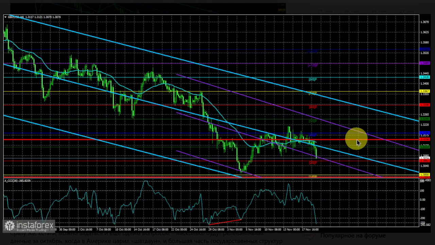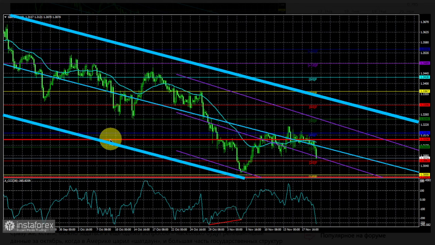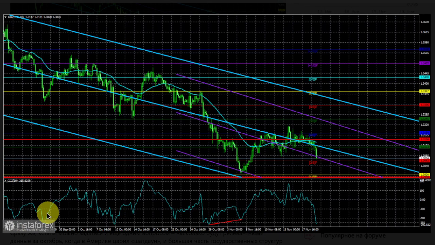The upper channel of the linear regression is downward sloping, but only due to a technical correction on higher timeframes. The CCI technical indicator entered the oversold area for the 5th time, warning of a potential resumption of the upward trend.